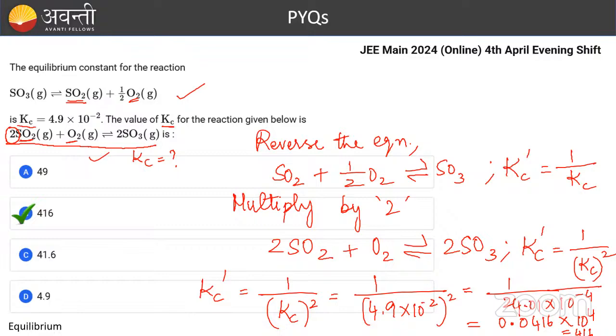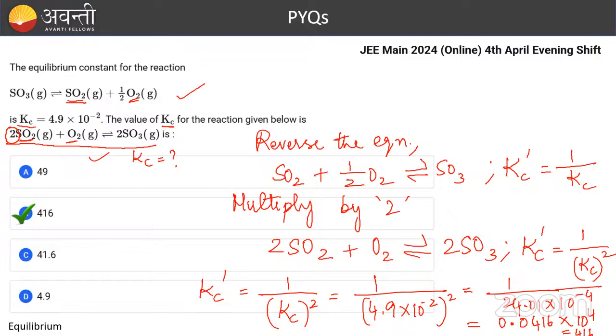Shall we go for the next? All these questions are from JEE Main 2024 that I have taken. So let's go for the next. I hope it is clear. Just learn the properties of the equilibrium constant and get used to them to solve these equations. Right? Fine. Let me go for the next question.